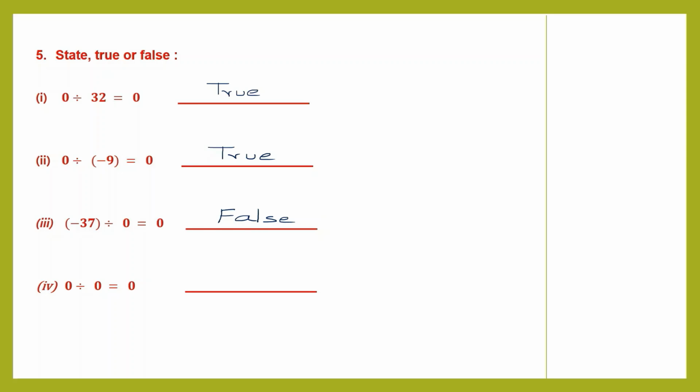The last statement, here also we have 0 divided by 0 is 0. So like I said, you cannot divide any number by 0. The answer will not be 0. Instead, the answer will be not defined. So this statement is false.